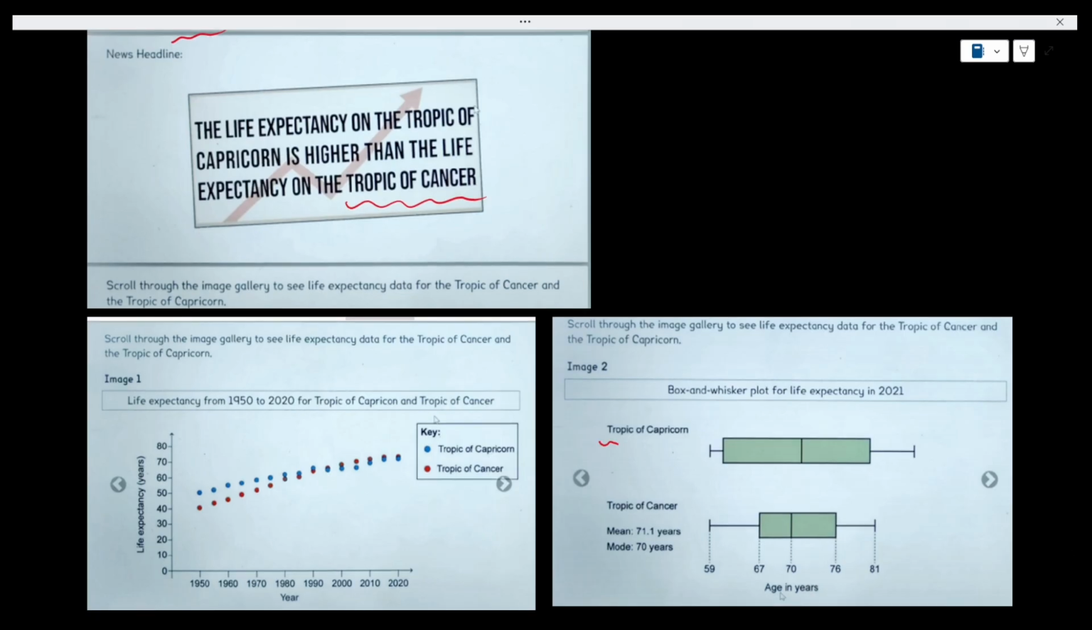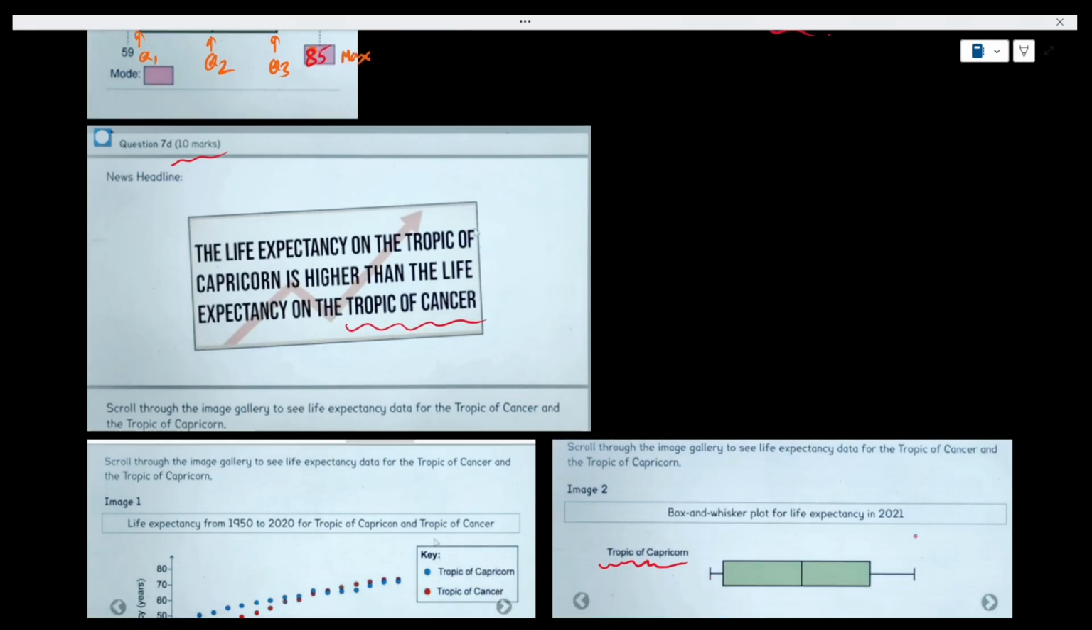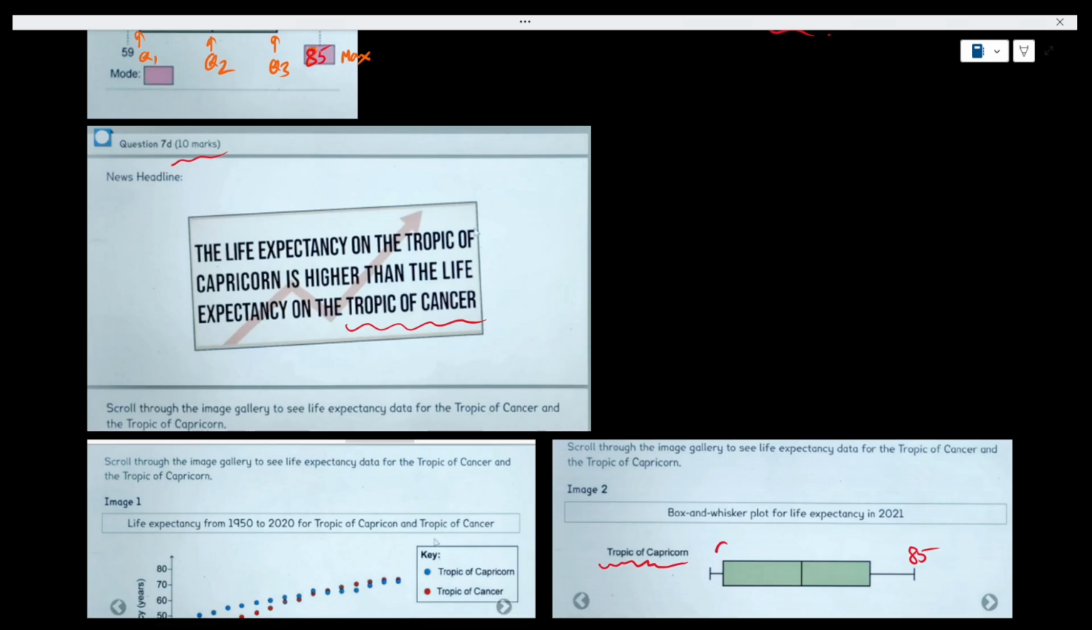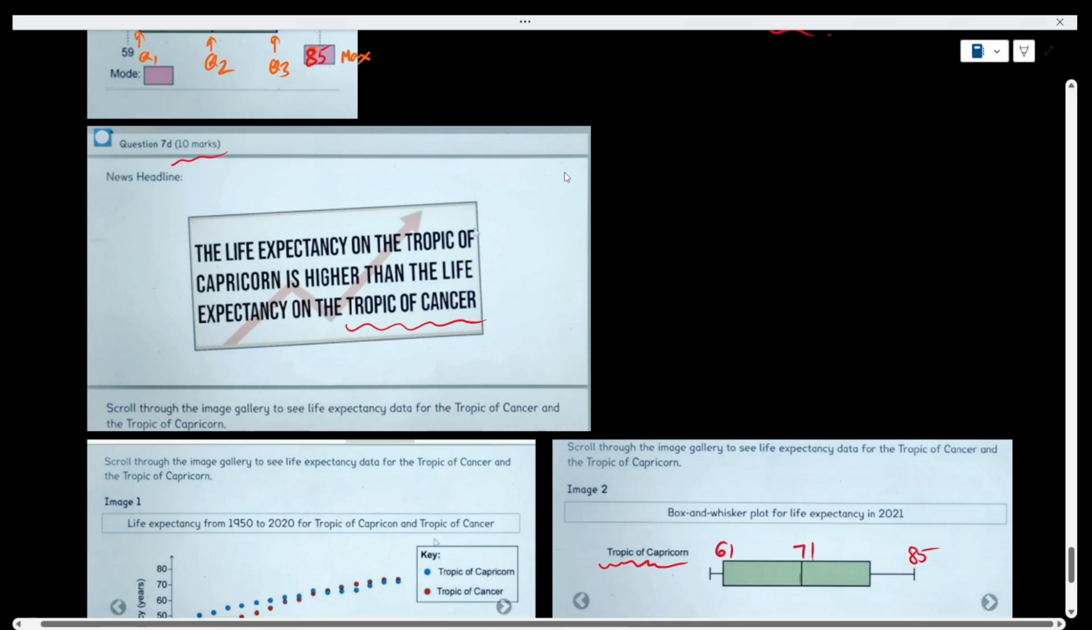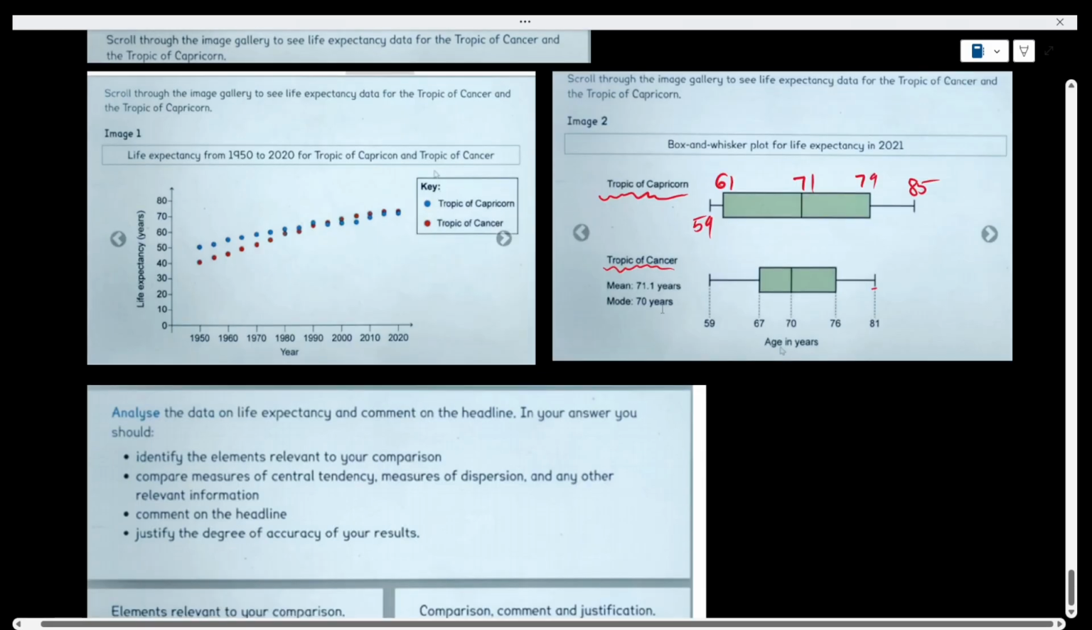See here, the Box-Whisker plot, you have to compare the given Tropic of Capricorn and Tropic of Cancer. How can you decide here? You can see the life expectancy is lower, because for the Tropic of Capricorn we have already filled in the data, right? If we take this, it is 85. Now what is the upper quartile? We have already taken 61 and 71. So this is your 61, this is 71, and Q3 you got as 79, and the minimum age here is 59. So we are going to read this data.